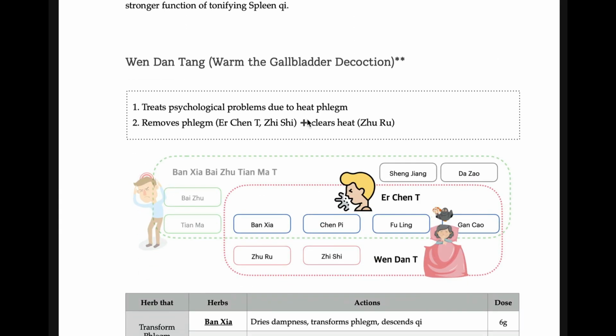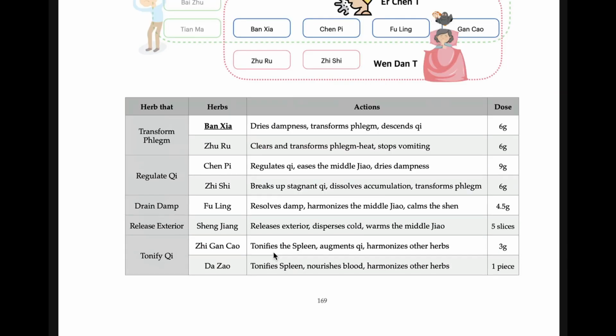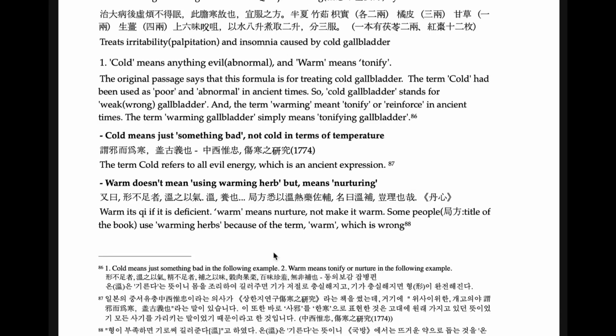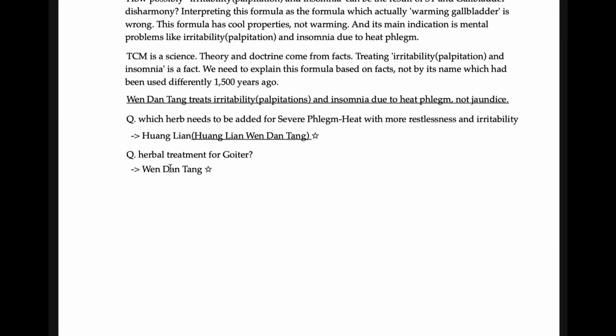And Wendan Tang is also another variation from Erchen Tang, but it treats heat and excess heat. Banxia Baizhu Tianma Tang is for spleen deficiency and wind. But this one is wind, heat, phlegm. So herbal treatment for goiter, this is something you need to remember because it was once in the examination. Wendan Tang, and which herb needs to be added? Severe phlegm heat with extremely hot signs, then Huanglian is the right answer. It is called Huanglian Wendan Tang. So commonly combined with Wendan Tang is Huanglian.